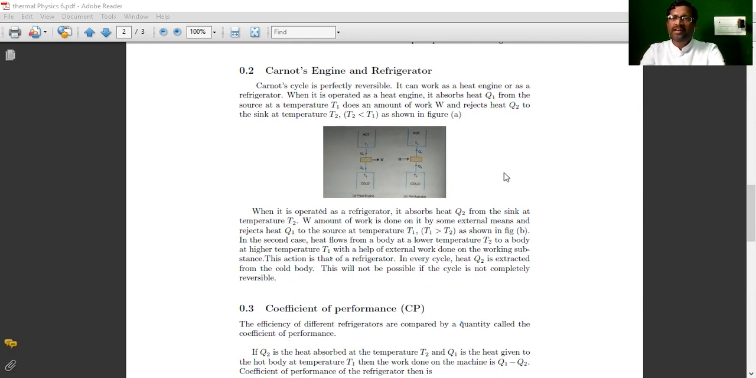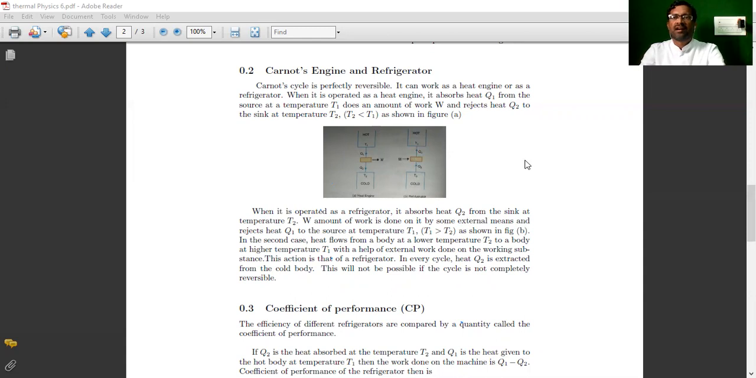When it is operated as a refrigerator, it absorbs heat Q2 from the sink at temperature T2. W is an amount of work done on the working substance by some external means, and it rejects heat Q1 to the source at temperature T1. Of course, T1 is greater than T2 as shown in the figure B.